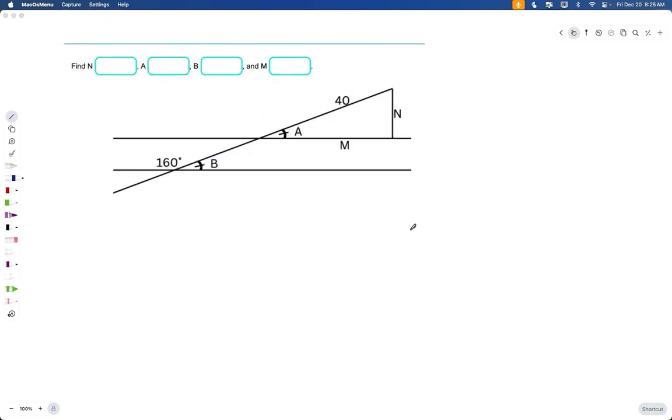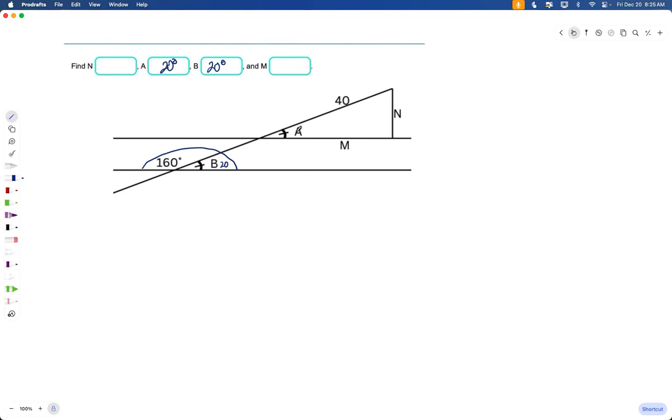All right, in this problem we have to find n, a, b, and m. A and b is going to be pretty easy. We know that this is going to be 180. 160 plus b is 180. We can do some quick math in our head: 180 minus 160 makes this 20 degrees. If b is 20 degrees, this symbol says that b is congruent to a, so that means that a is 20 degrees. So easy math. There we go.